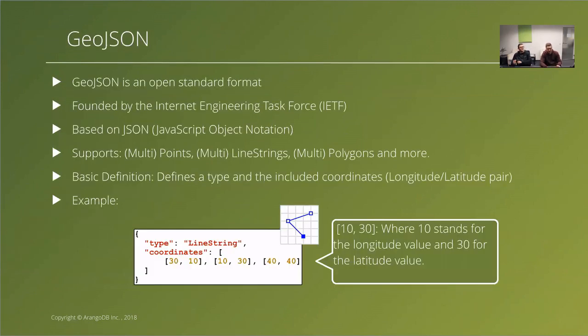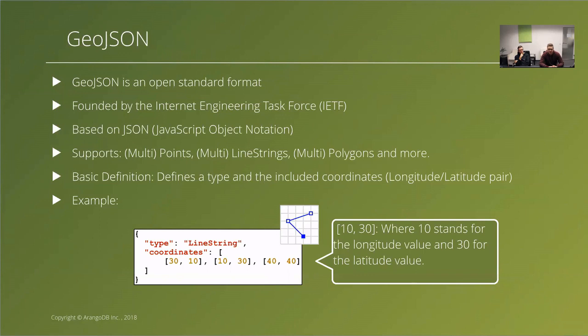Okay, let's continue with some basic information about GeoJSON. GeoJSON is an open standard format founded by the Internet Engineering Task Force, and it's based on JSON, which fits perfectly to ArangoDB because we are already using JSON within ArangoDB and our API. Of course, it supports points, line strings, polygons, and also multi-points, multi-line strings, and so on. It has a very basic definition: as you can see in the picture, you have a JSON object with two attributes, called type and coordinates.